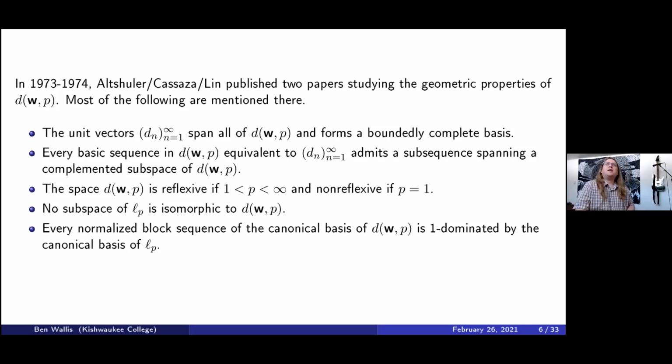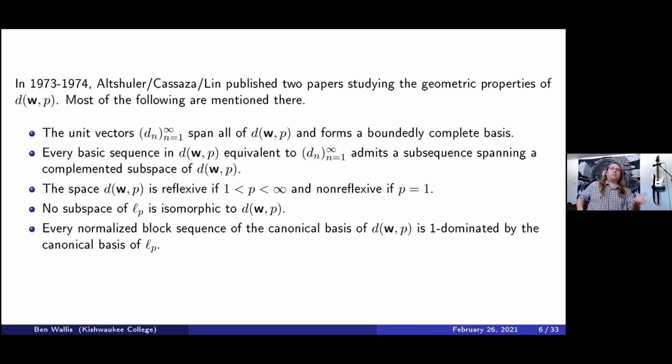But anyway, I digress. The unit vectors they proved span all of the space, and they form a basis, in fact a boundedly complete basis, and always weakly null, as is every symmetric basis except for L1. Every basic sequence in the Lorentz space which is equivalent to the canonical basis admits a subsequence spanning a complemented subspace of the Lorentz space. That makes the space complementably homogeneous, which is nice. Not surprisingly, the space is reflexive if P is in the reflexive range, and non-reflexive if not. No subspace of little LP is isomorphic to the Lorentz sequence space. The Lorentz sequence space is not contained in LP. Every normalized block sequence of the canonical basis of the Lorentz space is 1-dominated by the canonical basis of LP.